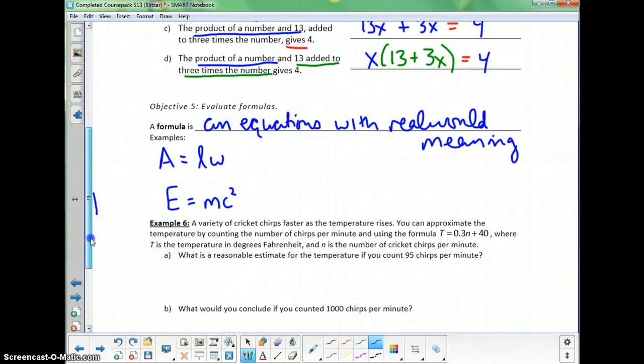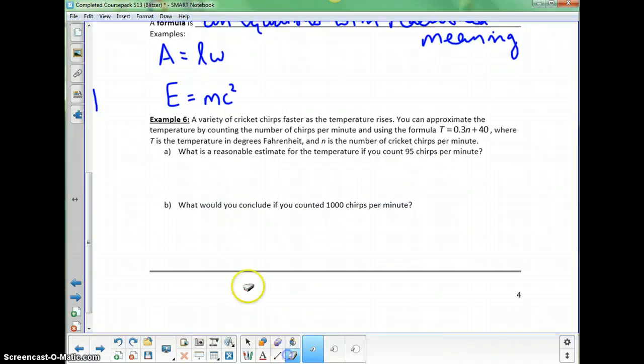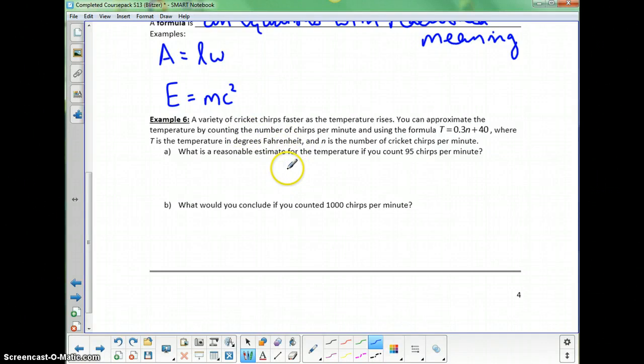So this right here in example 6 is a formula because I do know the meaning of the letters T and N. This is talking about a variety of cricket that chirps faster as temperature rises. I can approximate the temperature by counting the number of chirps per minute using this formula. T is the temperature and N is the number of chirps. What is a reasonable estimate for the temperature if you count 95 chirps in a minute?